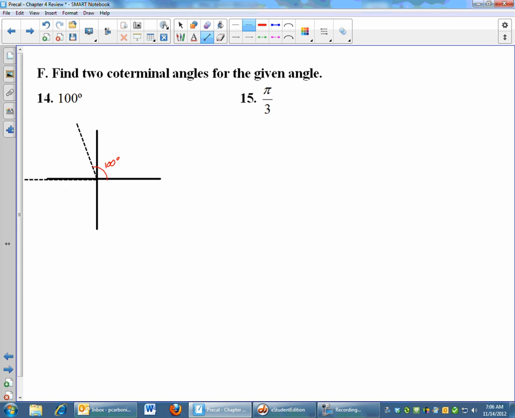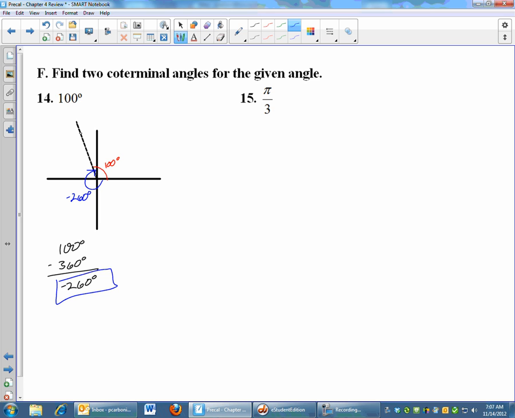Let's go backwards. That's 180. And if I keep going, if I go backwards that whole angle, I would be at that same place. And the way we find that angle is you simply take your first angle, which was 100 degrees, and we subtract 360. And that would give me an angle of negative 260 degrees. And that's what this angle is right here. So that's negative 260 degrees. And that would be one of the coterminal angles, negative 260.